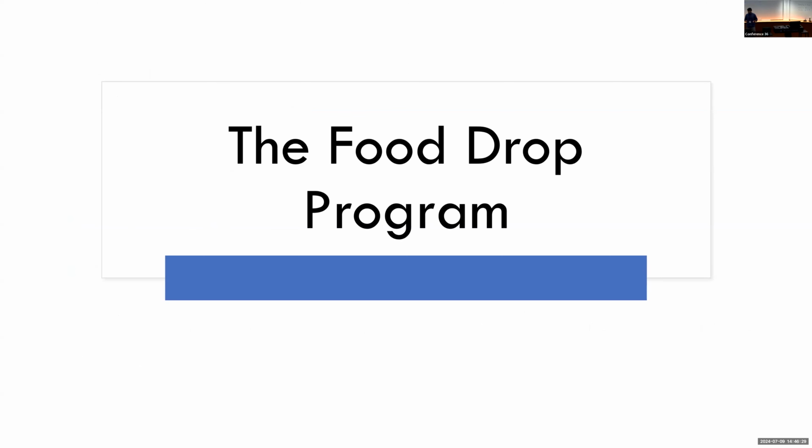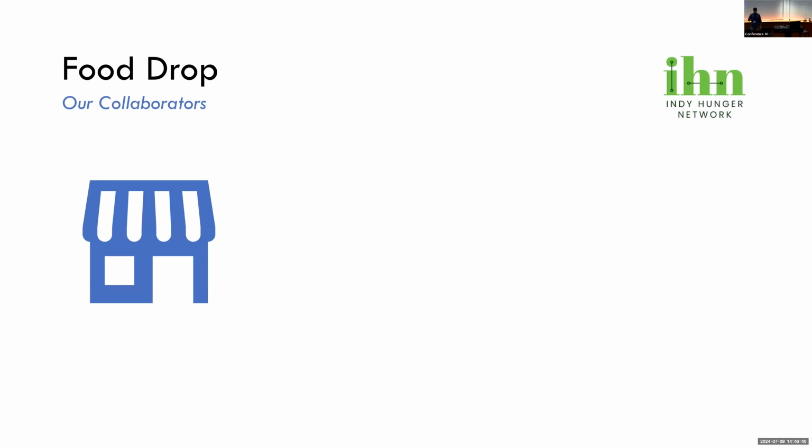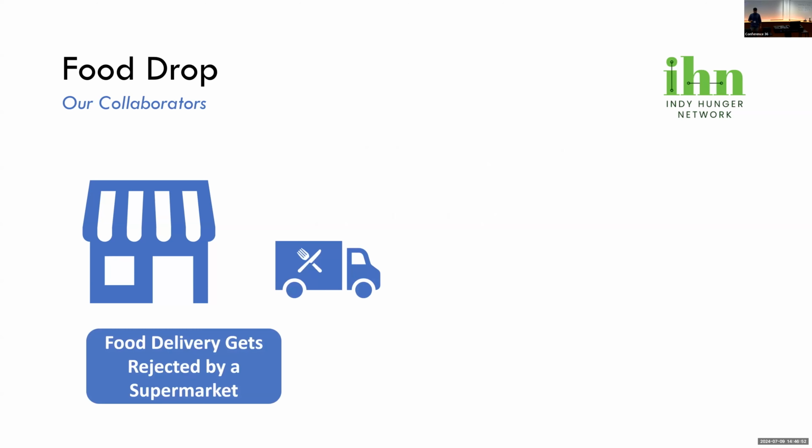There are various organizations that try to address this problem on a local or bigger level. One of these non-profit organizations is Indie Hunger Network. And one of the projects that Indie Hunger Network has is the food drop program, which used to work as follows. You have a supermarket and a food delivery arrives, and it's rejected for reasons that have little to do with whether the food delivery is actually edible or not.